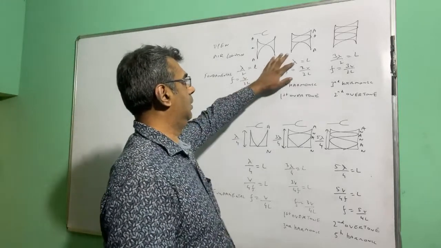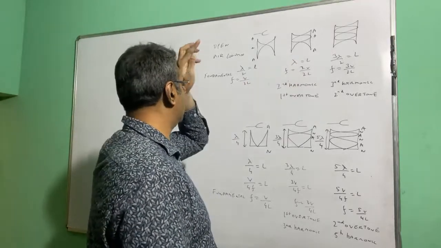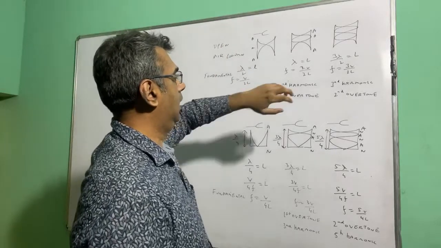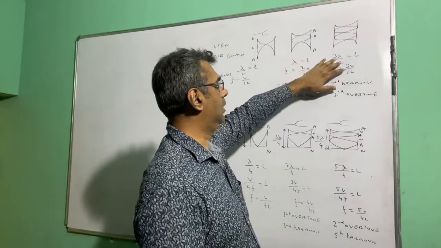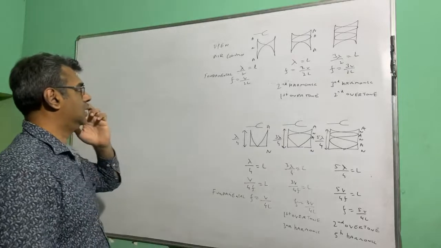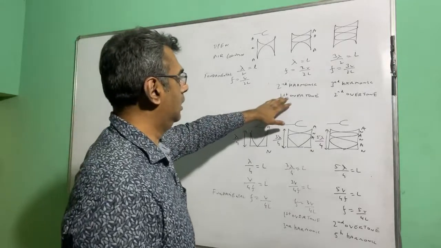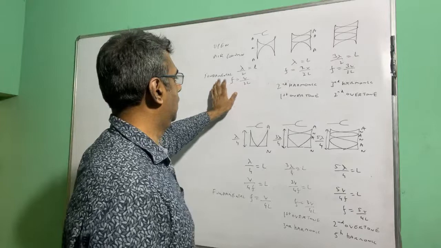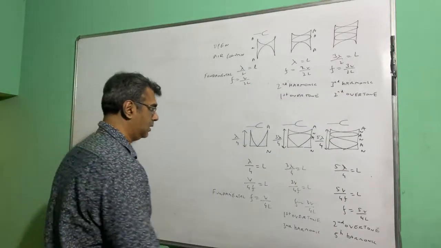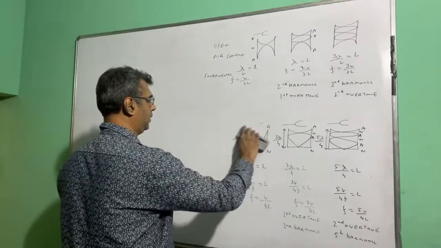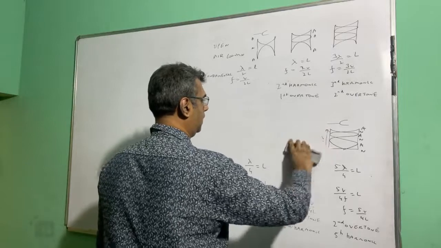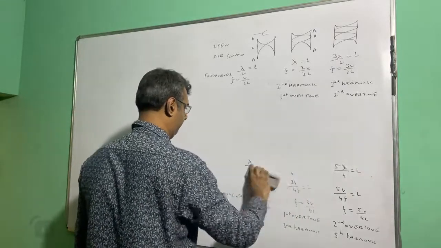So suppose lambda is L, so F is 2V by 2L. So this is the second harmonic, first overtone. And the next diagram, 3 lambda by 2 is L, so F is 3V by 2L. This is the third harmonic, second overtone. So these are the three diagrams: fundamental, first overtone, second overtone, or you can say fundamental, second harmonic, third harmonic. So these are the details of standing waves due to sound in case of an air column.